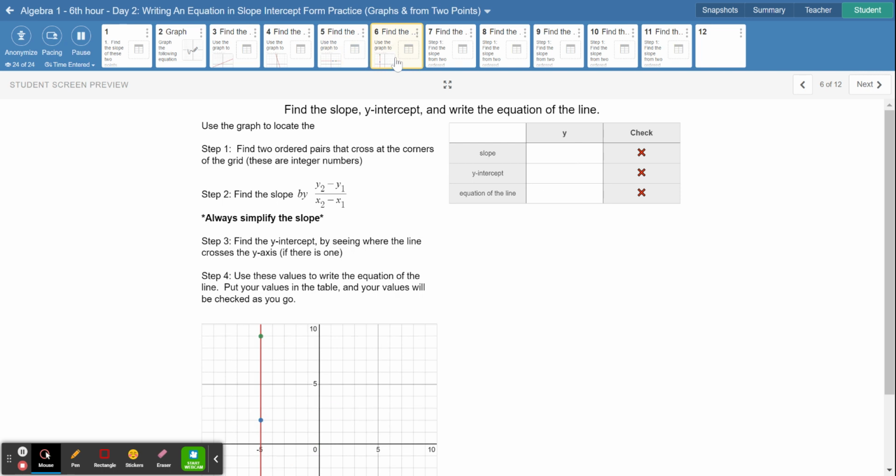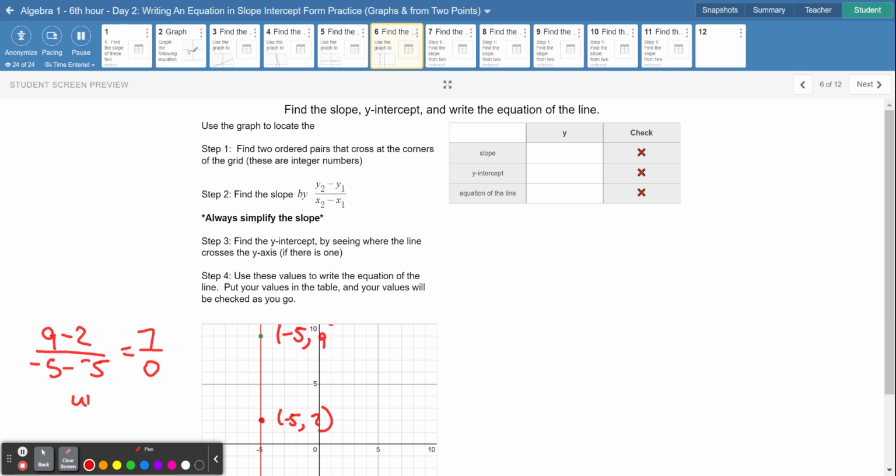Now slide 6 is slightly different. This is a vertical line. Now if you did the slope from these 2 points, you are going to get something that can't happen. So this is negative 5 comma 9. If you do 9 minus 2 divided by negative 5 minus negative 5, you're going to get 7, which is okay, but you're going to get 0 on the denominator, and that means it's undefined. So you can write undefined or undif, that's okay, it doesn't matter.